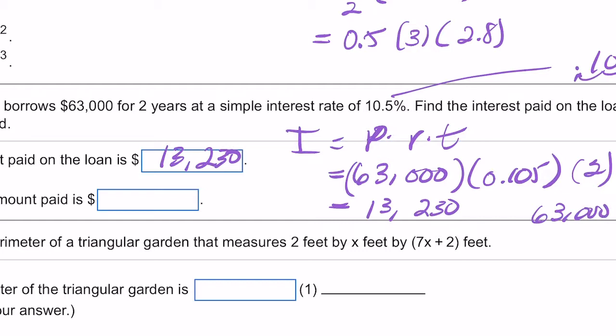So $63,000 plus $13,230. And when you add those together, you end up with $76,230.